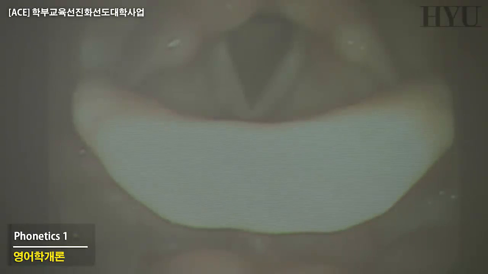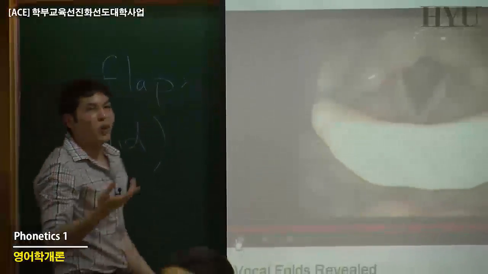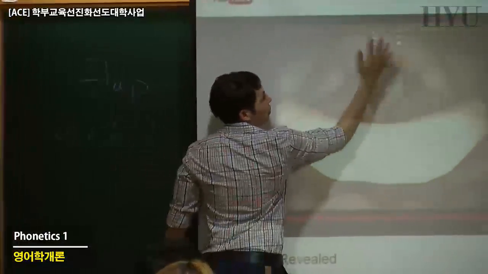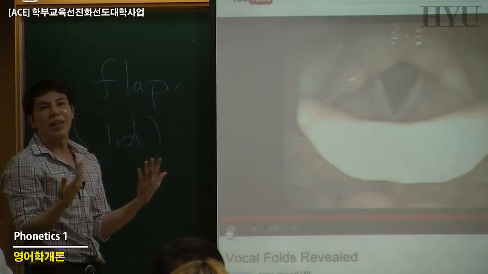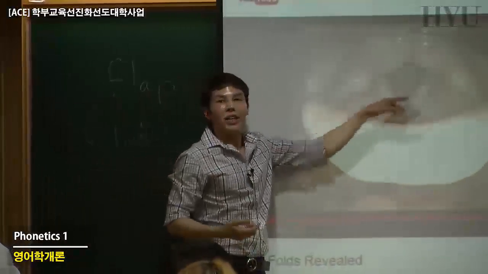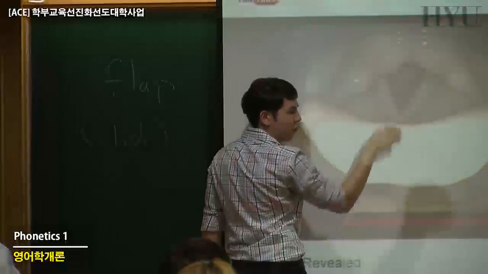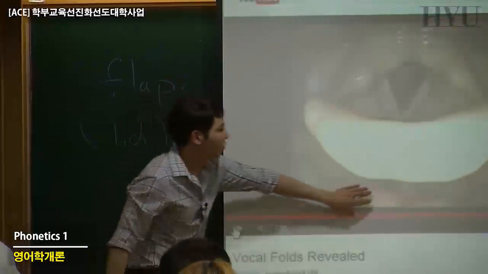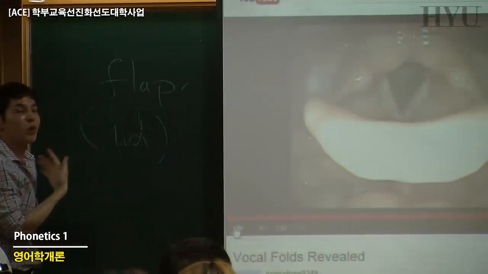Let me pause here for a minute. You see this thing? It's a flap. Or you can think of it as a lid. When you swallow food, it will flap closed so that the food doesn't go into your windpipe or your trachea. If food goes into your trachea, you will choke, right? So this flap closes so that the food goes into the food pipe. The food pipe is here. This thing blocks the food from going in when you swallow.